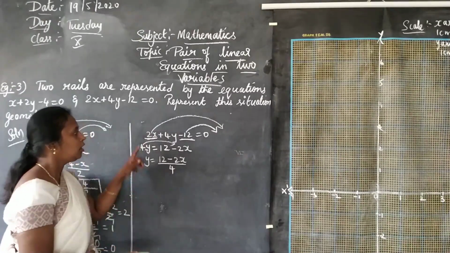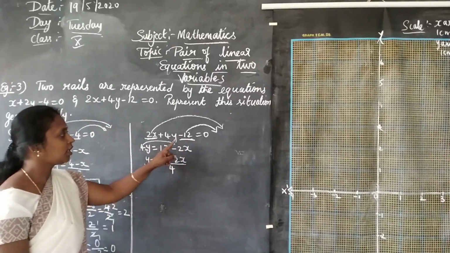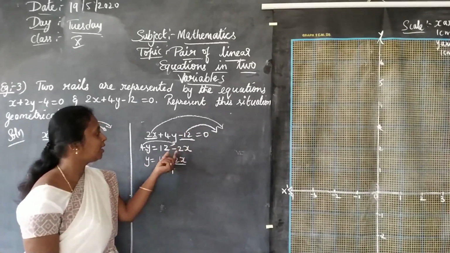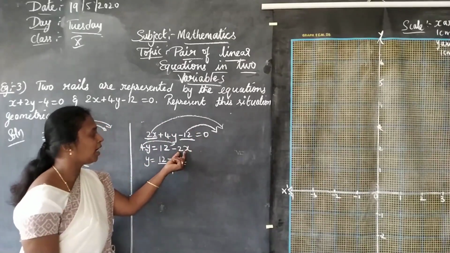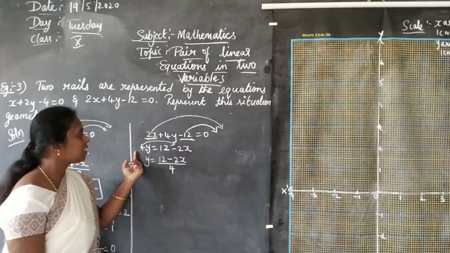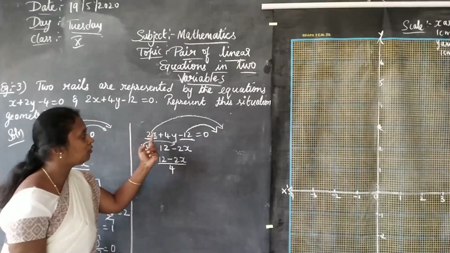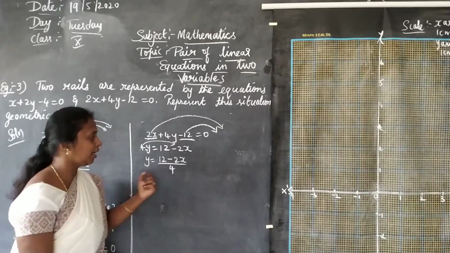Is it clear, children? 2x plus 4y minus 12 is equal to 0. 4y is equal to minus 12. I am transferring to the right hand side, it is plus 12. Plus 2x I am transferring to the right hand side, it becomes minus 2x. So y is equal to 12 minus 2x, and 4, which is in multiplication form, if I transfer, comes to the denominator. (12 minus 2x) divided by 4.